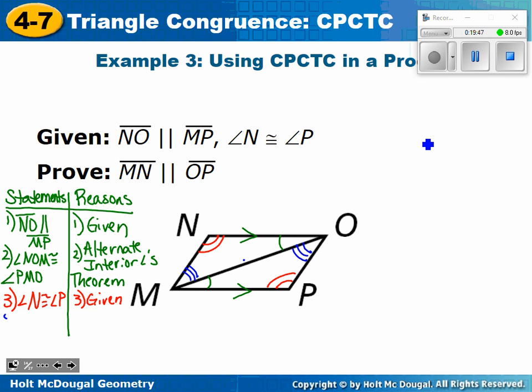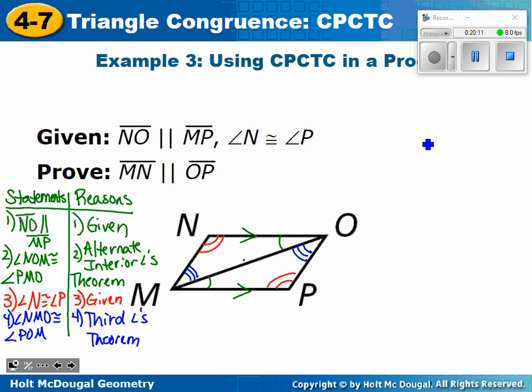So I like the idea that Weston had there. Let's use third angles theorem. Now let's name those angles correctly. How would we name them? Angle NMO is congruent to angle, say it again, POM. And that was third angles theorem.